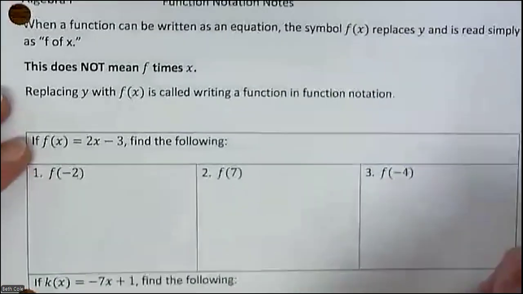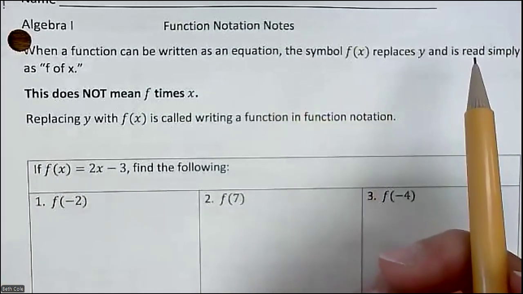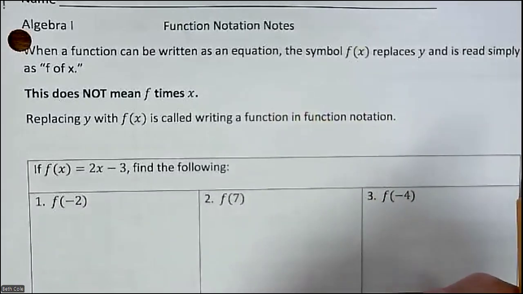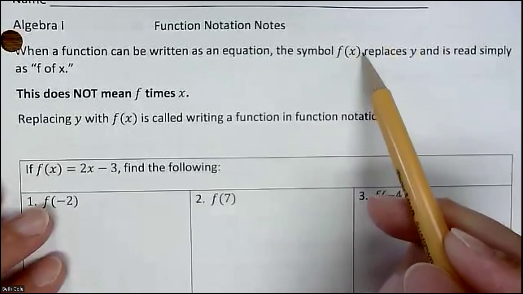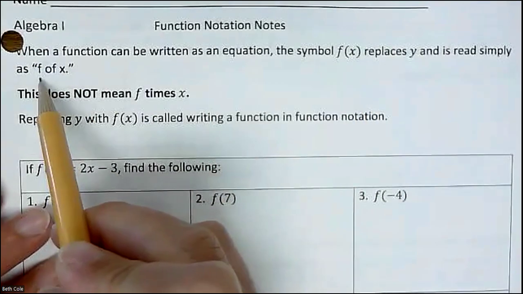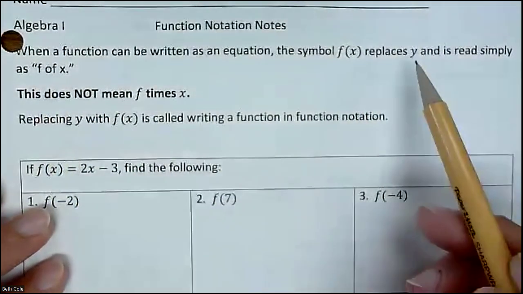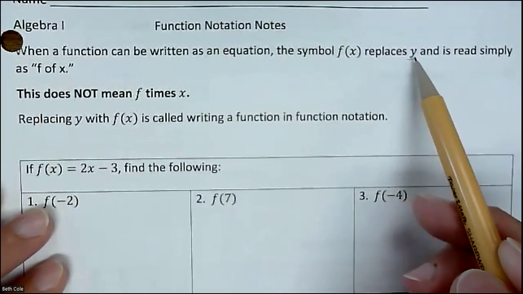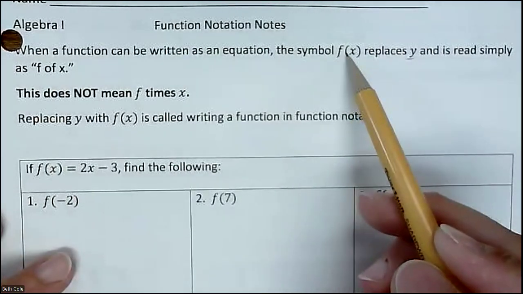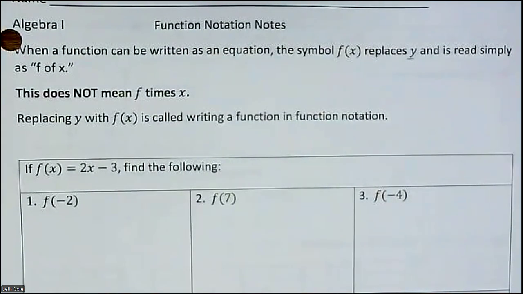So this lesson is on function notation, which just means how we write stuff. It's not hard, you just have to learn how things get written. When it is written like this, it is said f of x, and it replaces the y. So just instead of y equals, you're going to have f of x equals. Why on earth would we do that, Miss Cole? That's more confusing. Well, here's the reason why.